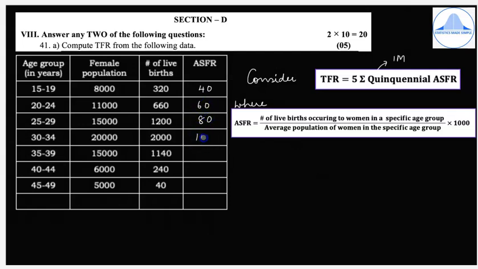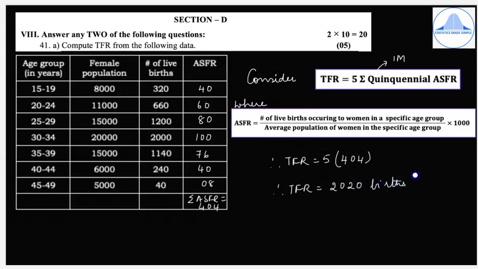Then we have 80, 100, 76, 40 and 8. So find out summation ASFR, which is equal to 404. So therefore TFR is equal to 5 into summation quinquennial ASFR, which is 404. So the final answer is TFR is equal to 2020 births per 1000 women.